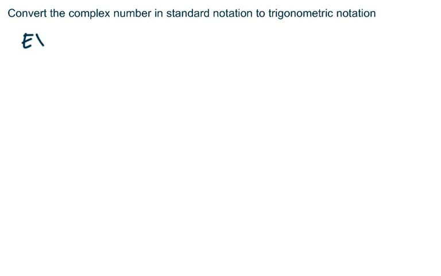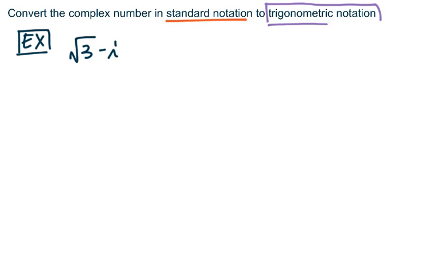So for this first example, we are going to be given a complex number, the square root of 3 minus i, which is in standard notation. And we want to be able to rewrite it using trig notation. So that means we don't want an a and b. We want to change a and b into an r and theta.